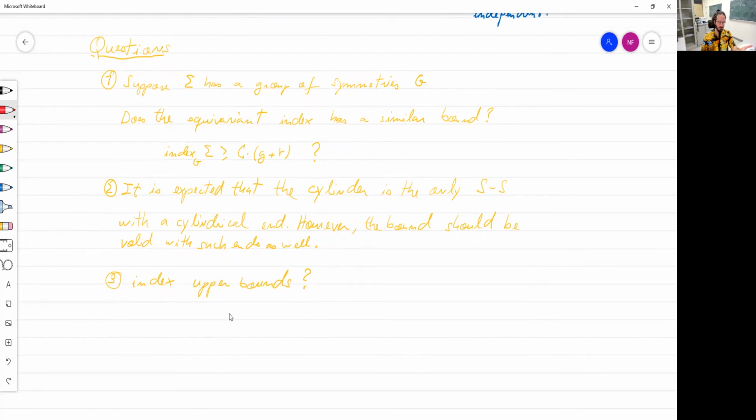And the third question, which is straightforward: are there any index upper bounds? I'm not sure. There should be for surfaces, and I think maybe in certain cases there are some results about index upper bounds in some special cases. I'm not 100% sure about that.